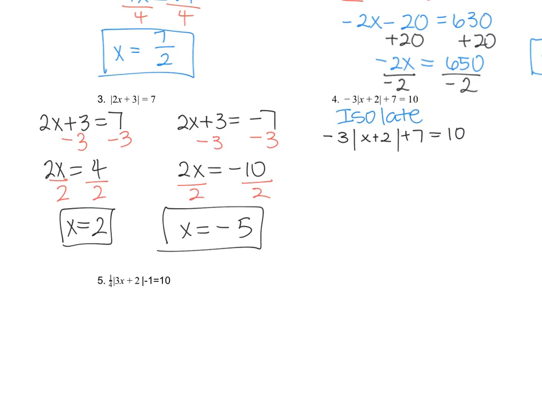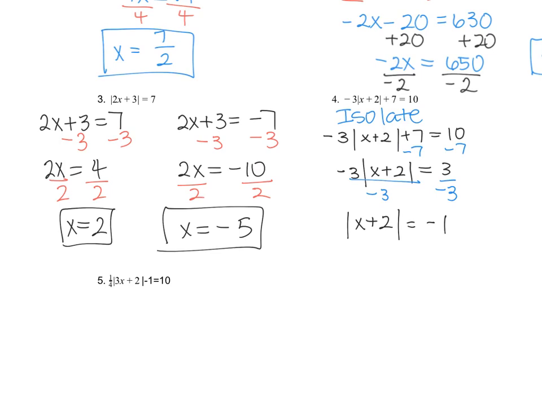So my first step in isolating my absolute value is going to be to subtract 7. So we end up with negative 3 times the absolute value of x plus 2 equals 3. Now, we're not done isolating, and remember, we can't distribute numbers into an absolute value, so my next step is to divide both sides by negative 3. And when I do that, I end up with the absolute value of x plus 2 equals negative 1.